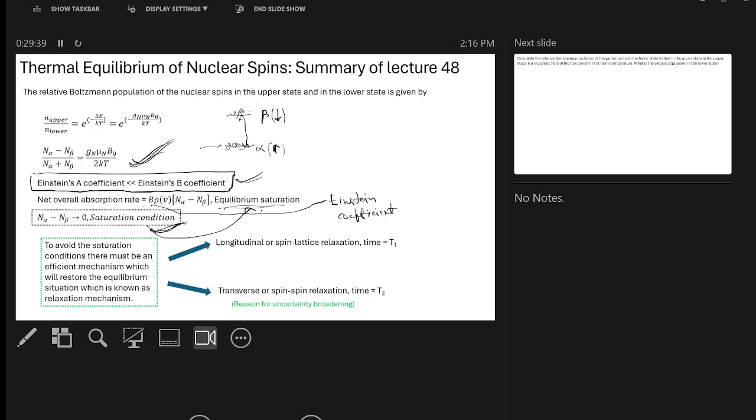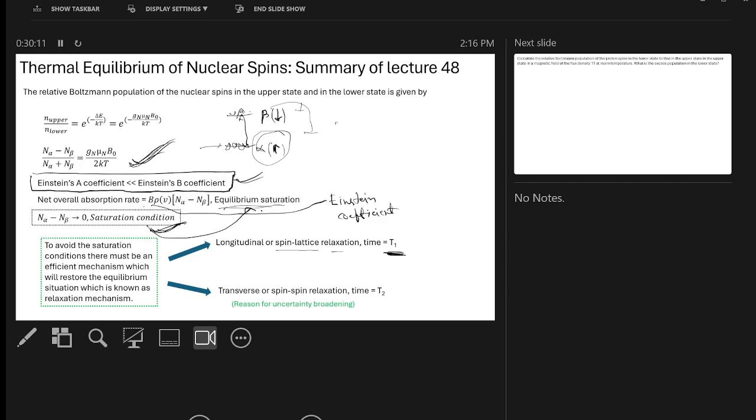So we have two ways to do that. One is longitudinal, or we can call spin lattice relaxation, and the time required for this spin lattice relaxation is T1. So what will happen in the spin lattice relaxation? The nuclei with beta spin in the upper level will transfer the energy to the lattice and come to the alpha spin. This excess energy will be transferred into the lattice.